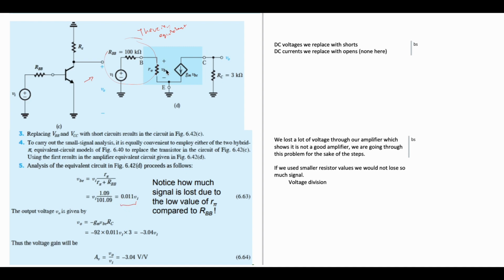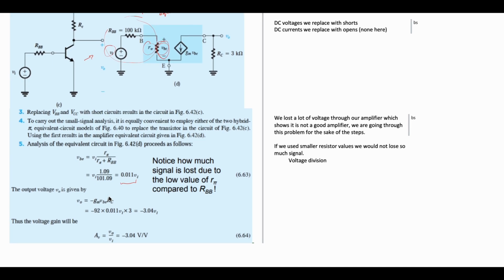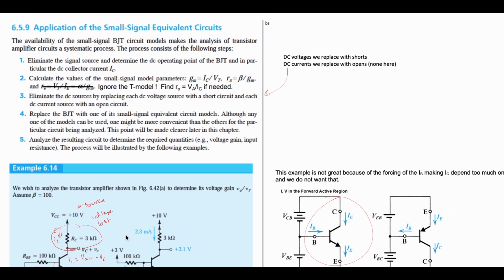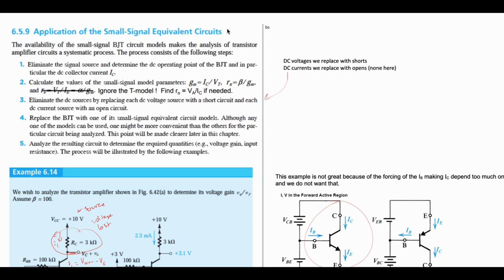So our VBE, which is the voltage right here, is going to be equal to our source, VI, times the resistor that this is happening over, our R pi, over the two resistors. So the output voltage V out is just given by the following equation right here, and then we just plug things in, and the voltage gain is just voltage output over voltage input. That's always how it's going to be unless otherwise specified, which is negative 3.04. And that's going to be it for this problem, how we find the specific parts, and how we would demonstrate the application of the small signal equivalent circuits.